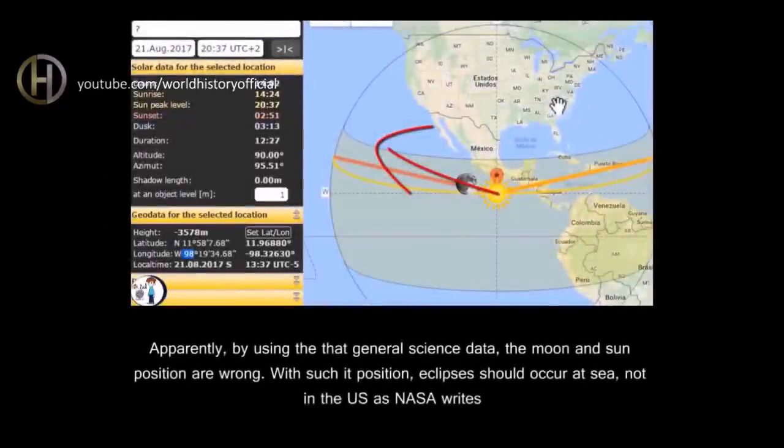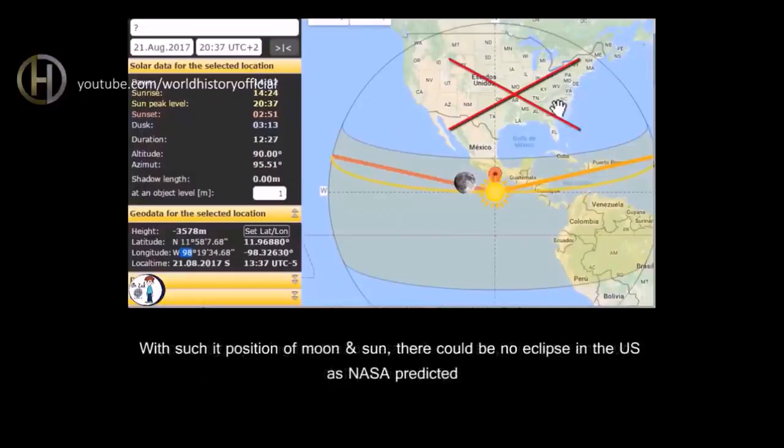Apparently, by using that general science data, the moon and sun positions are wrong. With such a position, eclipses should occur at sea, not in the US as NASA writes. With such a position of moon and sun, there could be no eclipse in the US as NASA predicted.